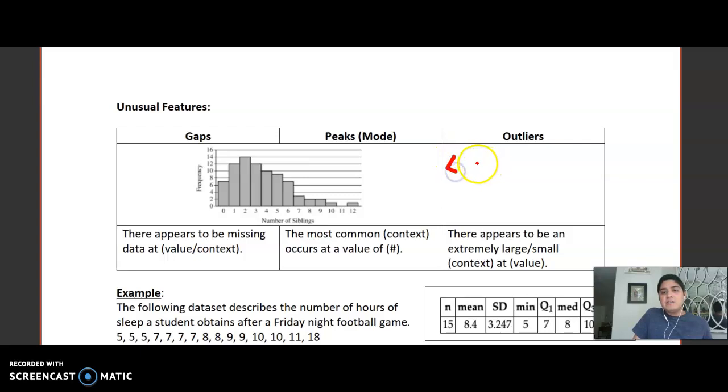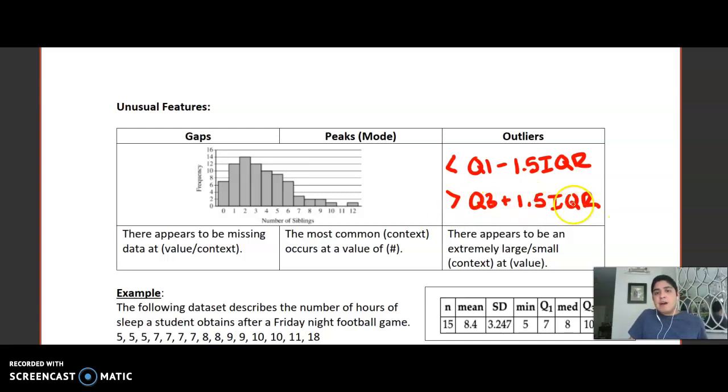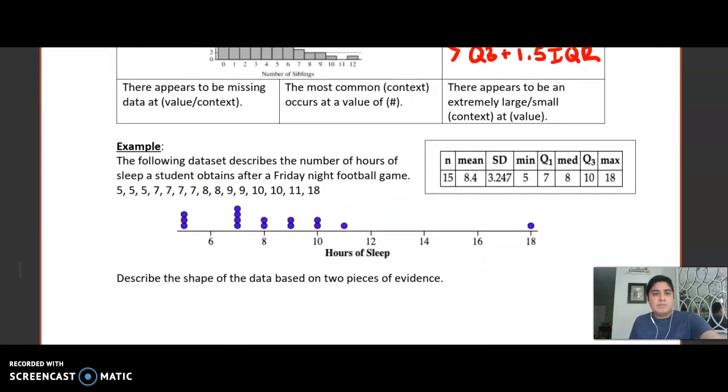If the value is less than Q1 minus 1.5 the IQR, then we call that an outlier. Or if it's greater than Q3 plus 1.5 the IQR, we call that an upper outlier. So this is an upper outlier, this is a lower outlier. And these two little equations here, we're going to call these the fences. So if it's outside of our fence, we call it an outlier, and then we just have to identify, is it on the lower end or is it on the upper end?